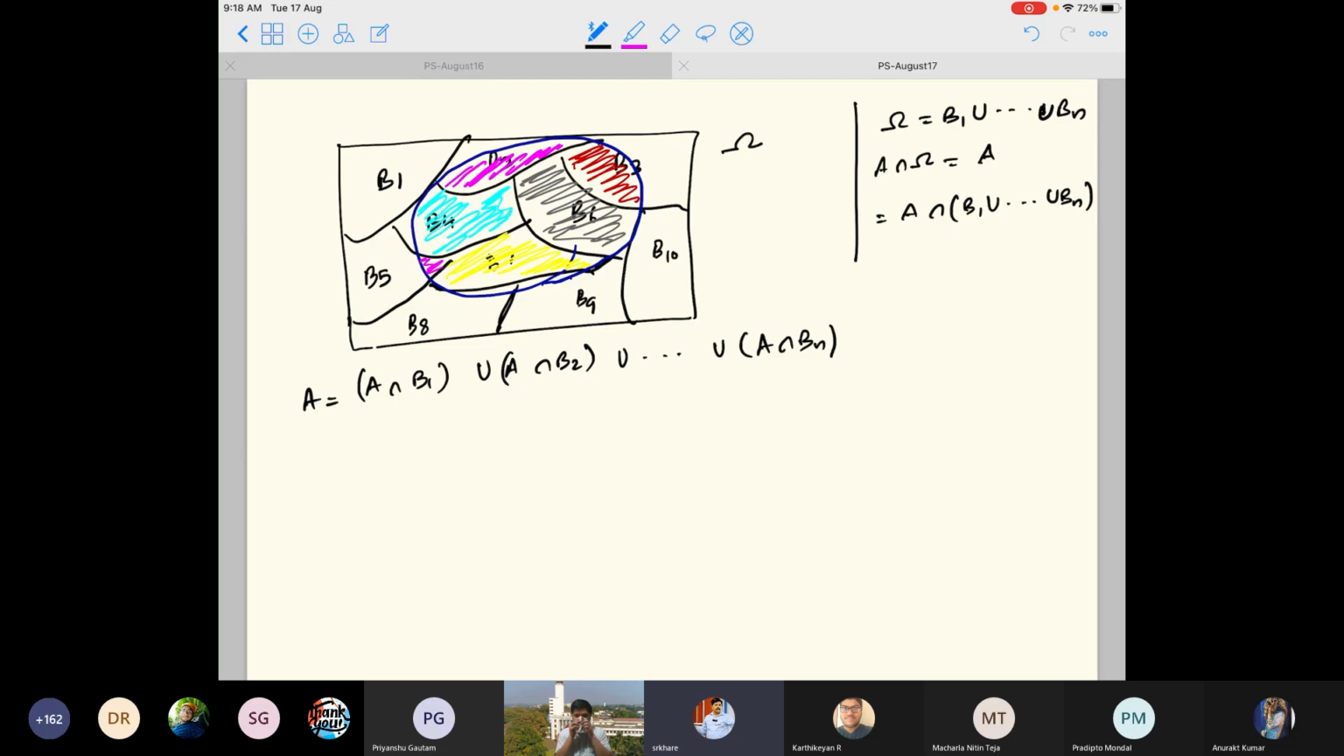Because of the disjointness of B1, B2, up to Bn, you will arrive at this sentence that I have written down, that you either saw from the Venn diagram or from this particular set theory relation. And then again apply axiom 3, and that will give you probability of A intersection B1 plus and so on. So this is a very interesting observation. This is another property of the axiomatic definition. I hope this part is clear to all of you.